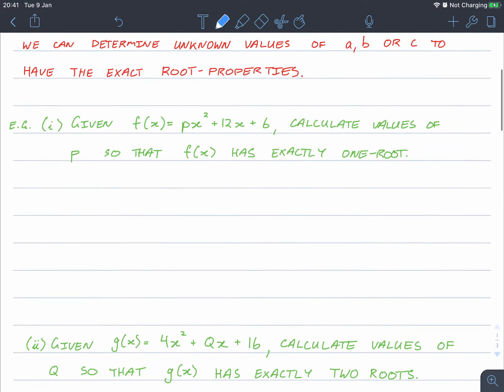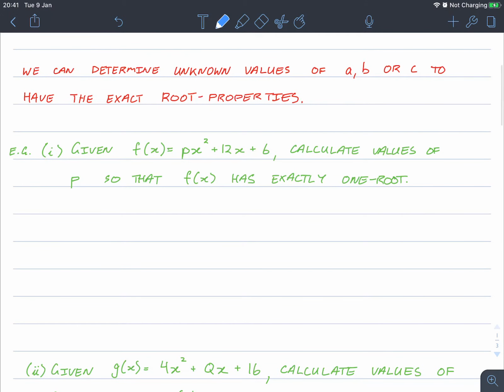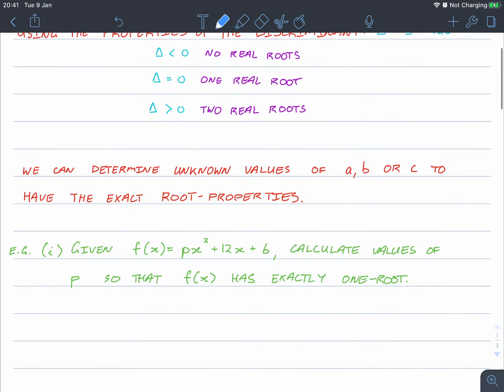So let's get straight into some examples here. Given f of x equals px squared plus 12x plus c, notice how we don't know what the value of a is. Calculate the values of p so that f of x has exactly one root. Well, we know that one root means delta equals 0. So let's write that information down.